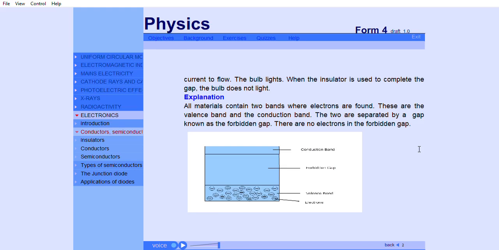Explanation. All materials contain two bands where electrons are found. These are the valence band and the conduction band. The two are separated by a gap known as the forbidden gap. There are no electrons in the forbidden gap.